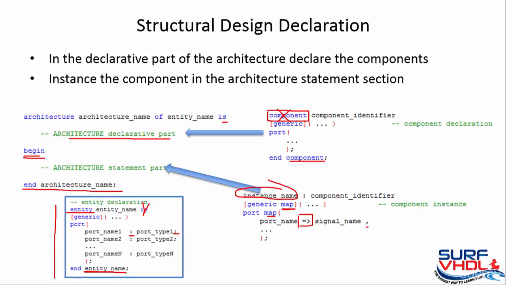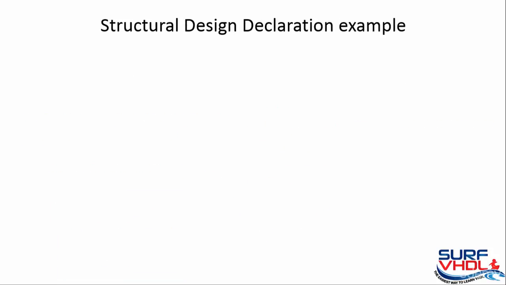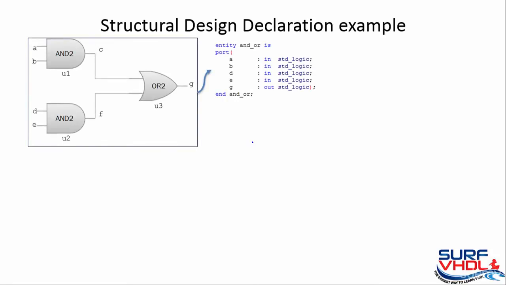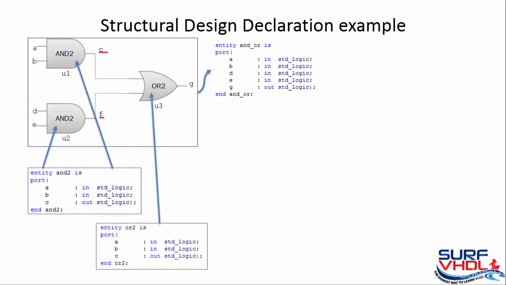Maybe an example will clarify better than thousands of explanations. In this example, we want to realize the structural implementation of this entity AND/OR. There are 4 input ports, A, B, D, and E, and 1 output port, G. The instances U1 and U2 of the two AND gates are connected to the U3 using 2 wires named C and F. In this moment, we don't care about the architecture of AND2 and OR2 entity. It could be structural with another component instantiation or behavioral.